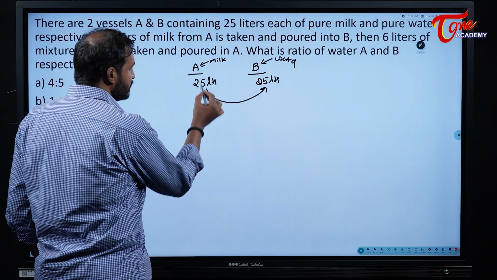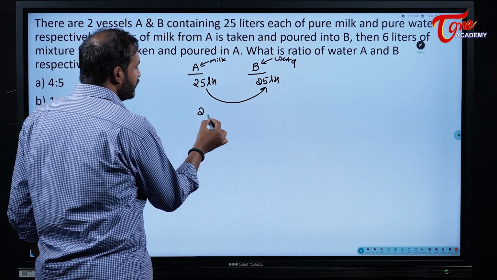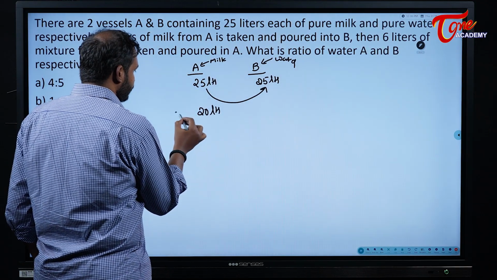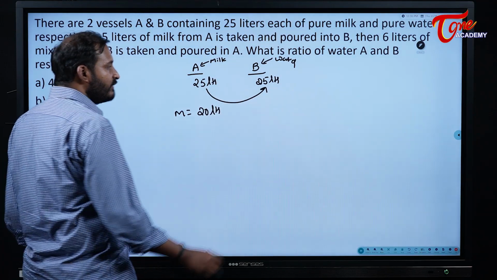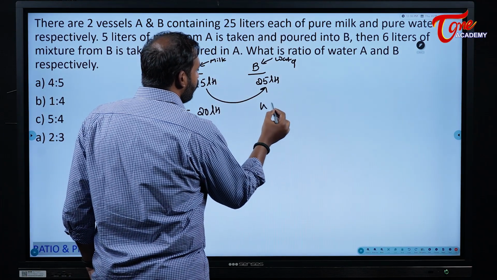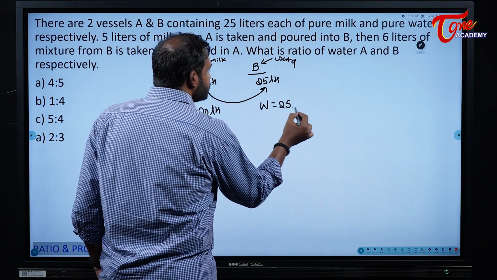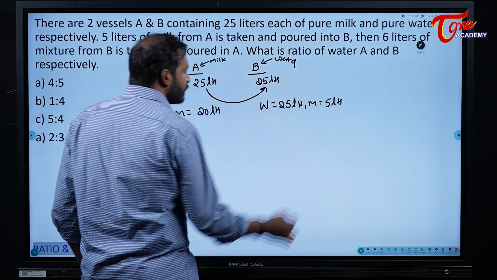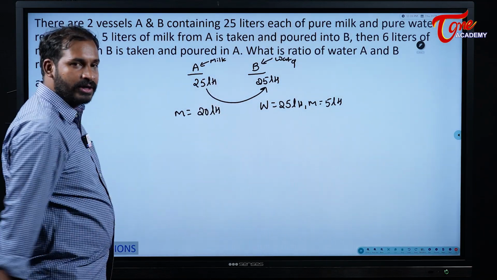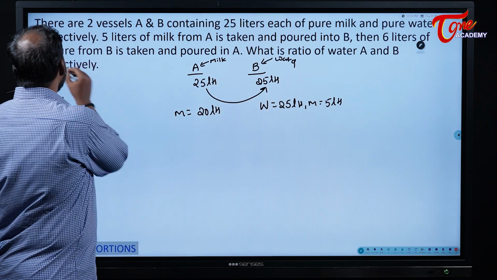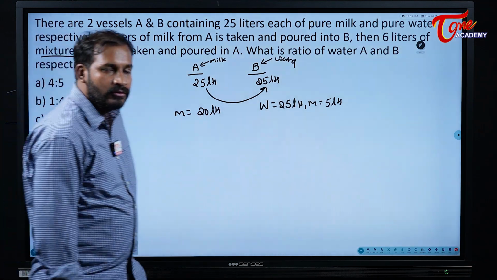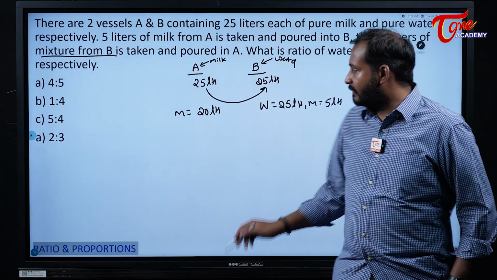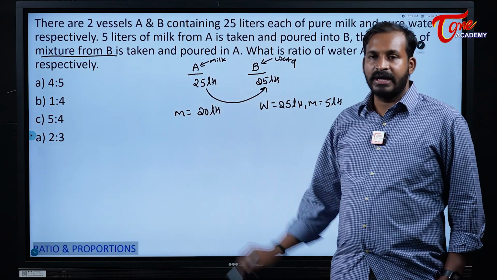So, now what happens in my A? I will have 20 liters of milk. When it comes to B, what will I have? In B, I will have water of 25 liters and milk of 5 liters. Why? Because I have taken out 5 liters and poured into B right now. Then 6 liters of mixture from B was taken and it was poured back to A.